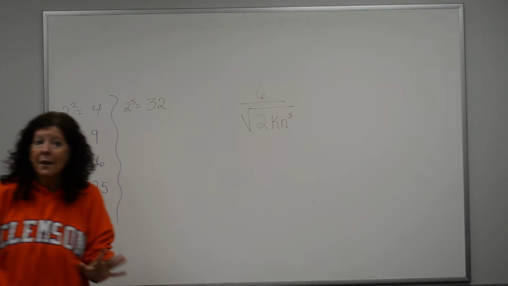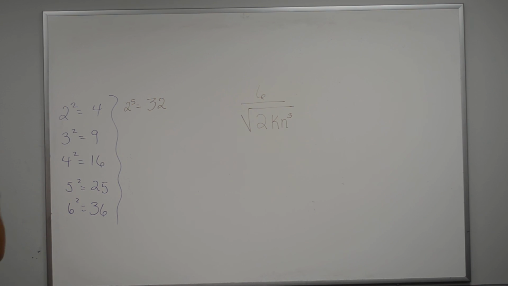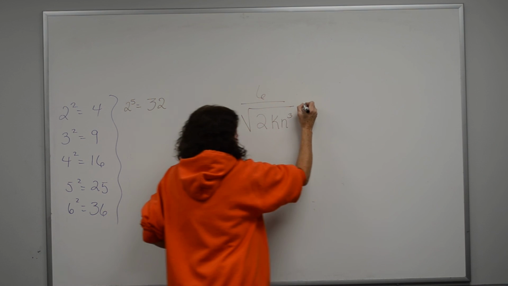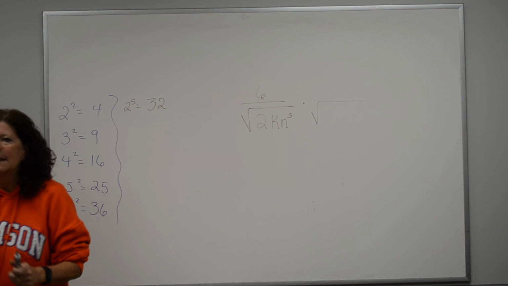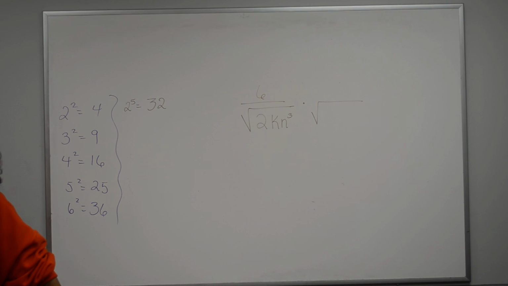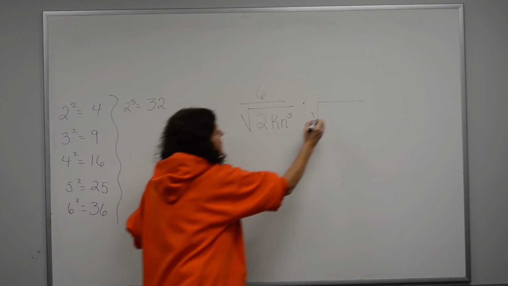All right, I've got to get rid of that root on the bottom. So now I've got to think. Let's look at the number. What would I have to multiply that number by to get it to be something that I could take the square root of? 2, right? Because 2 times 2 is 4, and I can take the square root of 4. So I know it's going to be a 2.